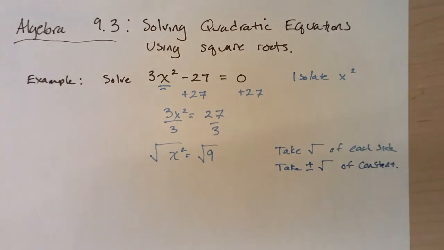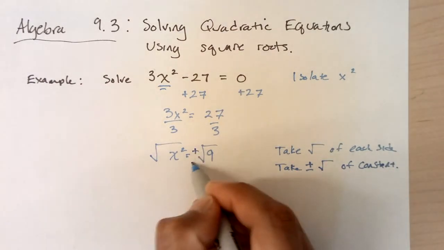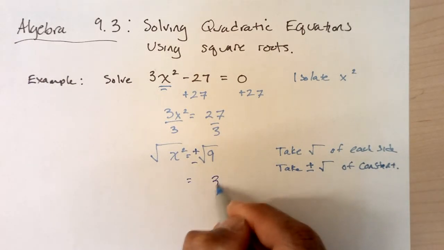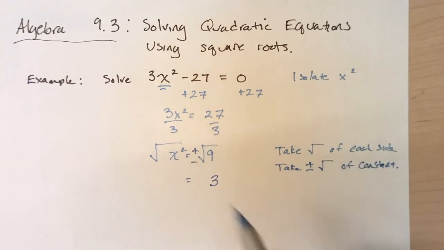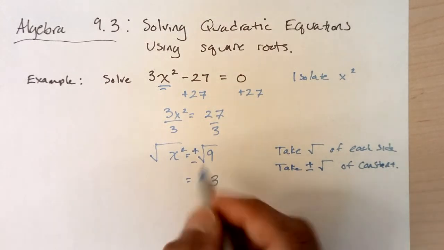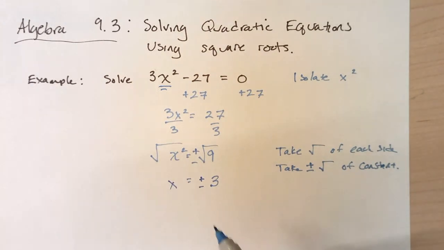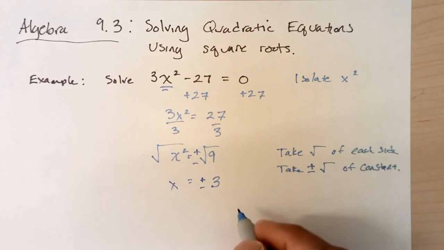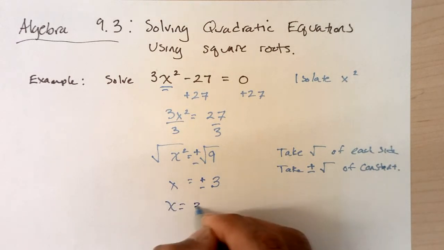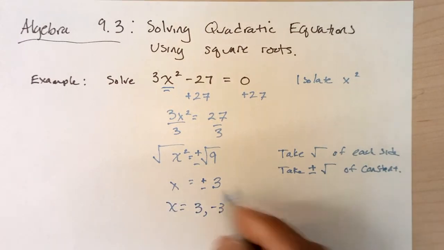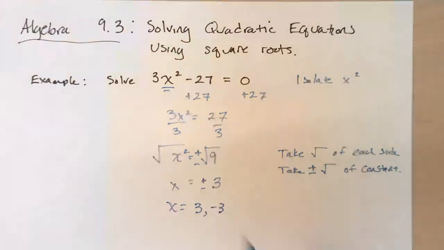And the reason why that's the case is if you take the square root of 9, that's 3. 3 squared is 9 if I were to check my answer, but also negative 3 squared is 9. That's really why you have to take the positive and negative square root. So x is positive or negative 3. You can write it out separately if you want. It would look like this: x equals 3, x equals negative 3. It's just a little bit quicker to use the symbol positive or negative.